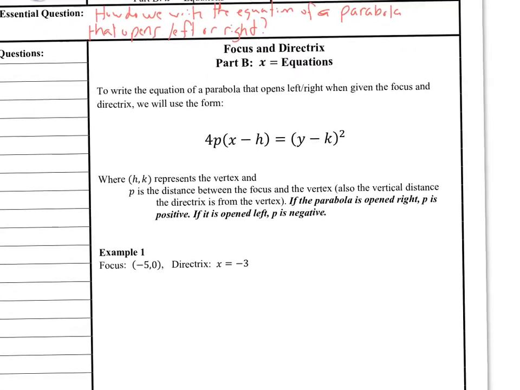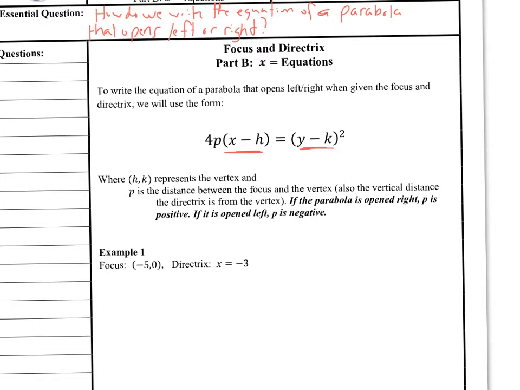Well, to write the equation of a parabola that opens left or right, when given the focus and directrix, we're going to use this formula. Okay? So we have a very small change between this and last class. The only difference is the x minus h and the y minus k have switched. If you think about it, that should kind of make sense. A y equals equation, which is what last class ended up becoming, is a parabola that opens up and down, and an x equals equation is an equation that should be opening left and right.